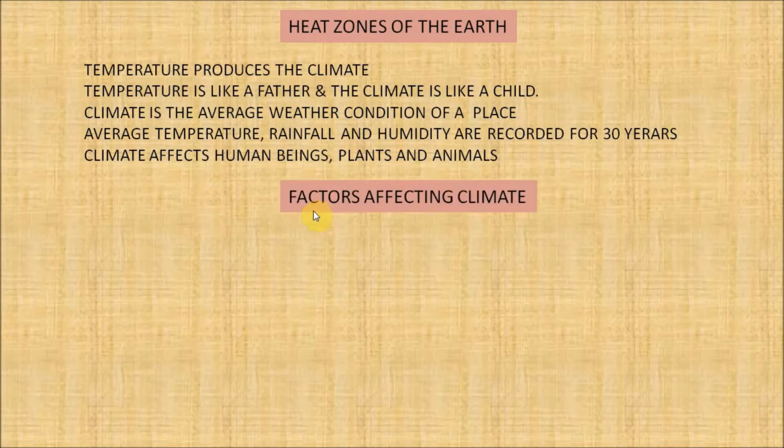Now let's see factors affecting climate. There are various factors that affect the climate of a particular place. The combination of these factors is what gives every place on earth its own distinct climate.